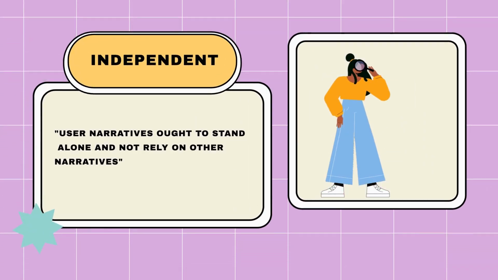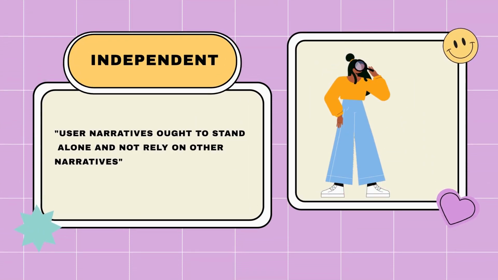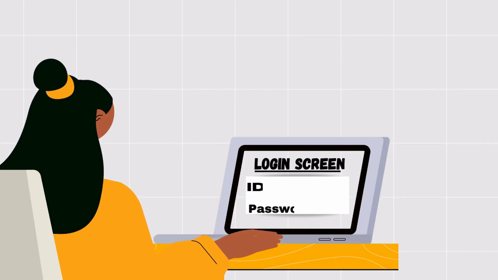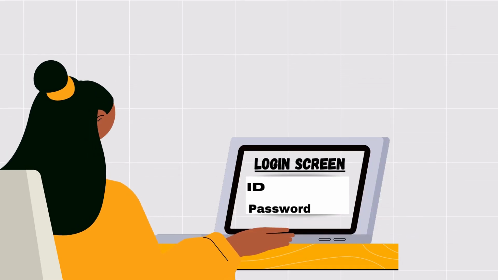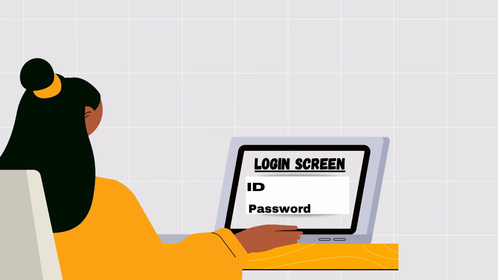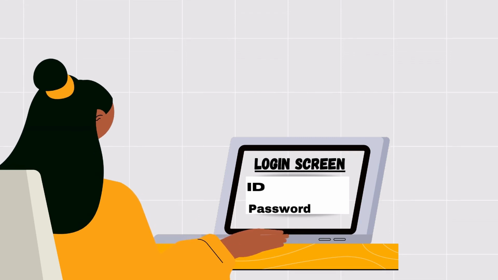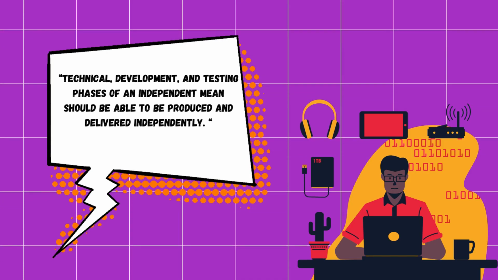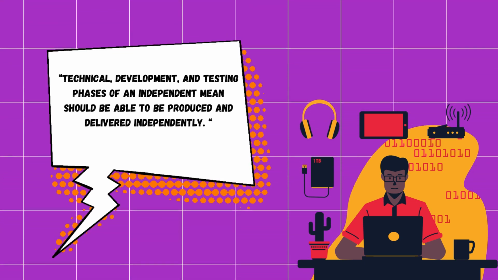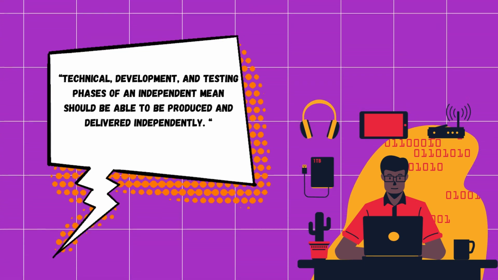Independent. User stories ought to stand alone and not rely on other stories. For instance, I won't create separate stories for the password and the login if we are developing the functionality of the login screen. Technical, development, and testing phases of an independent story should be able to be produced and delivered independently.